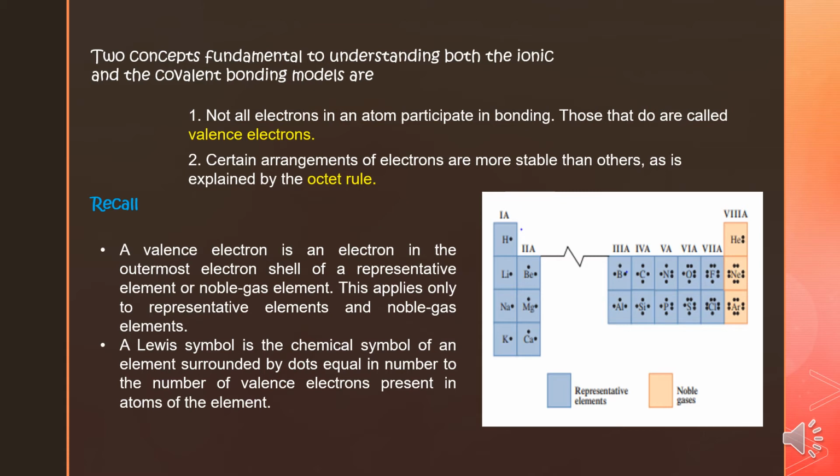So in the case of lithium, lithium has one valence electron, so that is why it has one dot here. For potassium, that's the same. For boron, it has 3. For carbon, that's 4, and so on and so forth. Okay.